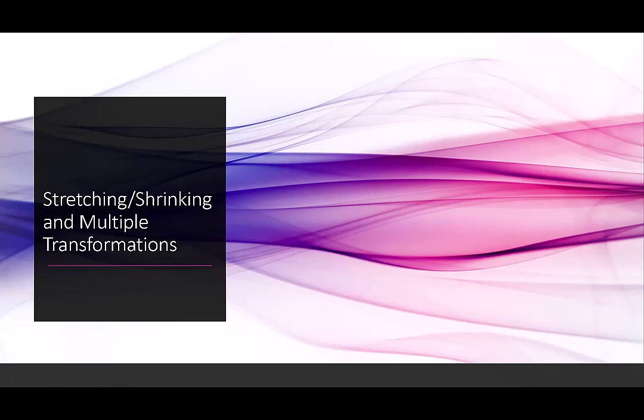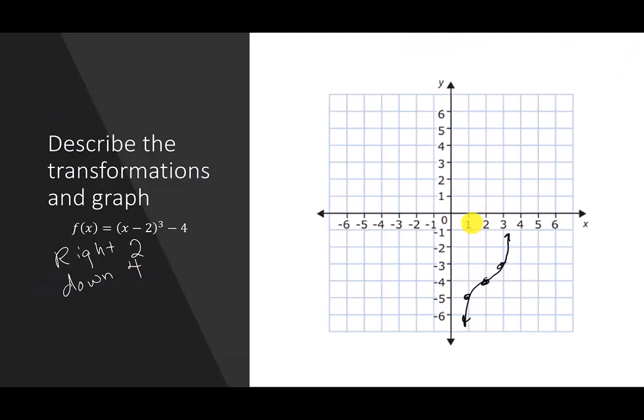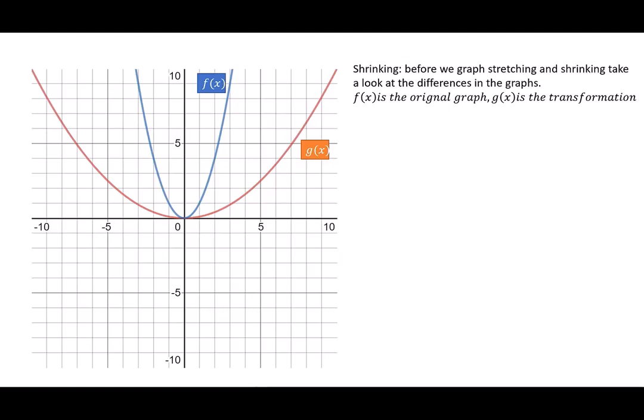Hi everybody. To finish up our talk about transformations of functions, we need to look at stretching and shrinking. Once we've looked at this last type of transformation, we'll put everything together by looking at multiple transformations. So before we really start talking about stretching and shrinking, I want to give you a couple pictures of it because I do think this is probably the hardest of the transformations.